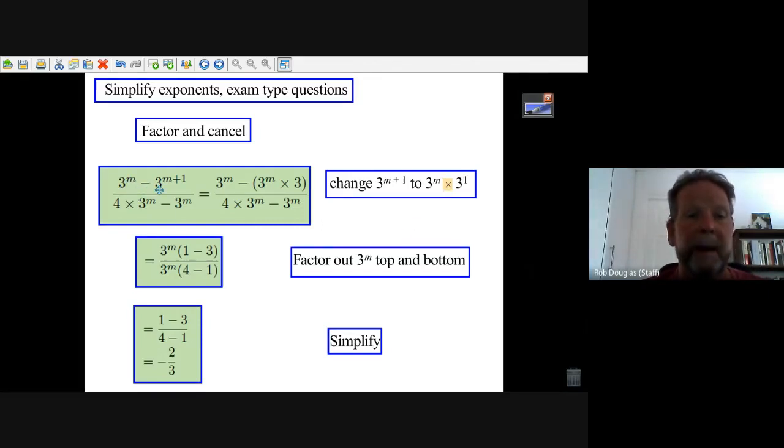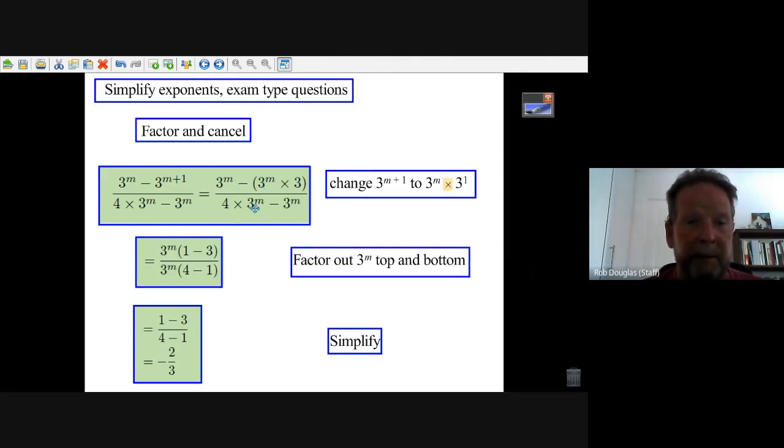3 to the m minus 3 to the m plus 1. Well, you can go both ways here. When you multiply two things, you add their exponents. If you have a base put to a sum, then you can write it as a product like this. So 3 to the m plus 1 is really 3 to the m times 3 to the 1, or times 3. That's a useful thing because you see this 3 to the m is a factor, and it's the same in both. It's common.